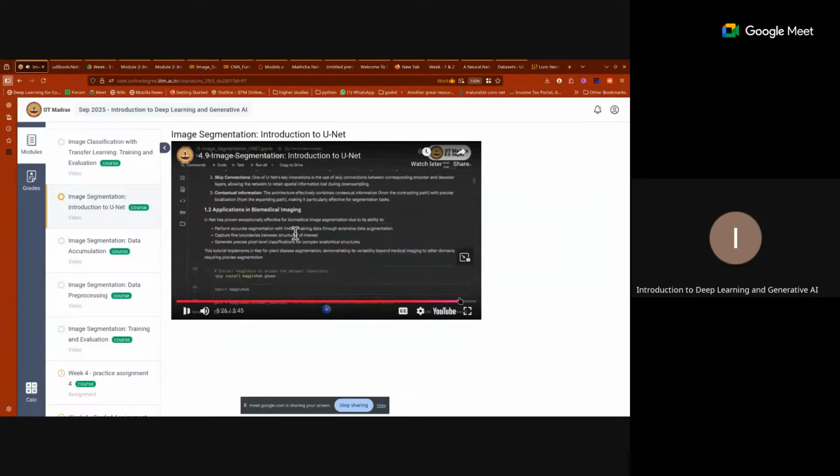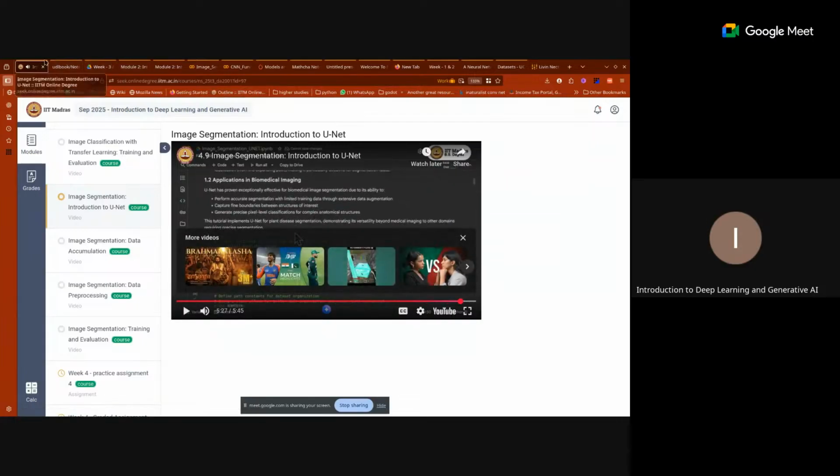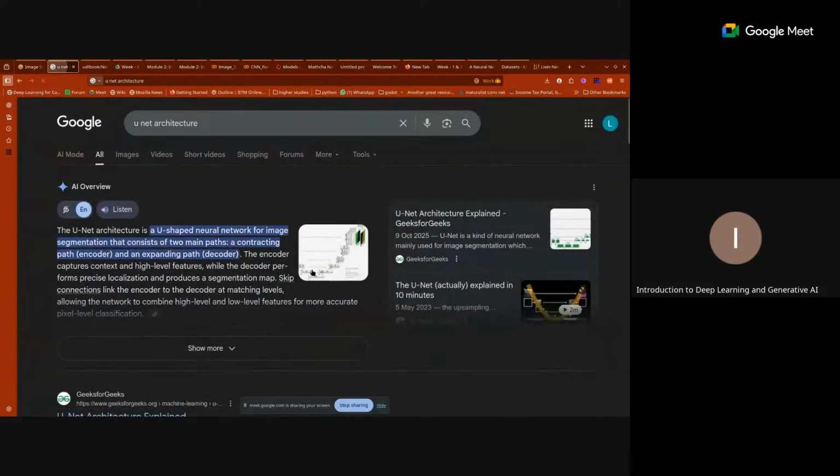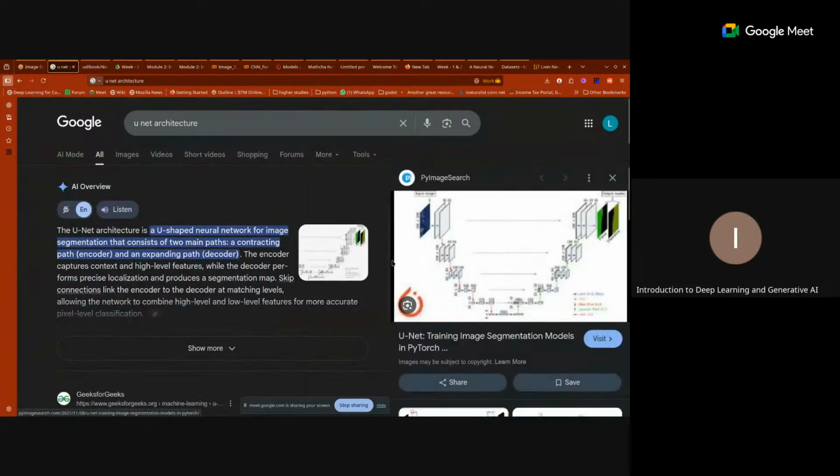I think the visual representation is not here, but I think you can get the idea. This will look something like this, right? You do convolution here to reduce the size, and after going to the last level, you do deconvolution to get the original image back. And you will also have skip connections between the corresponding layers.